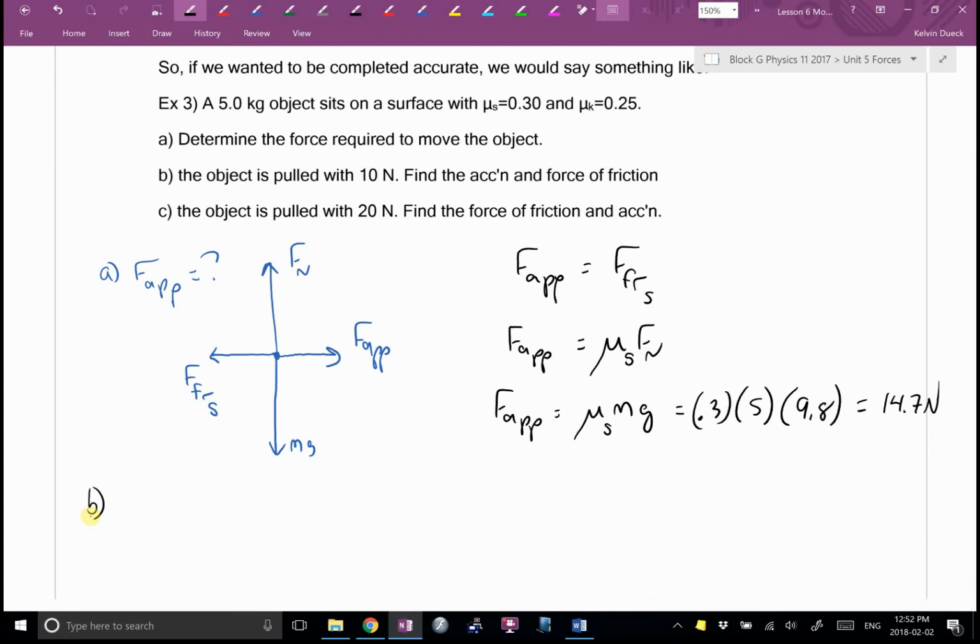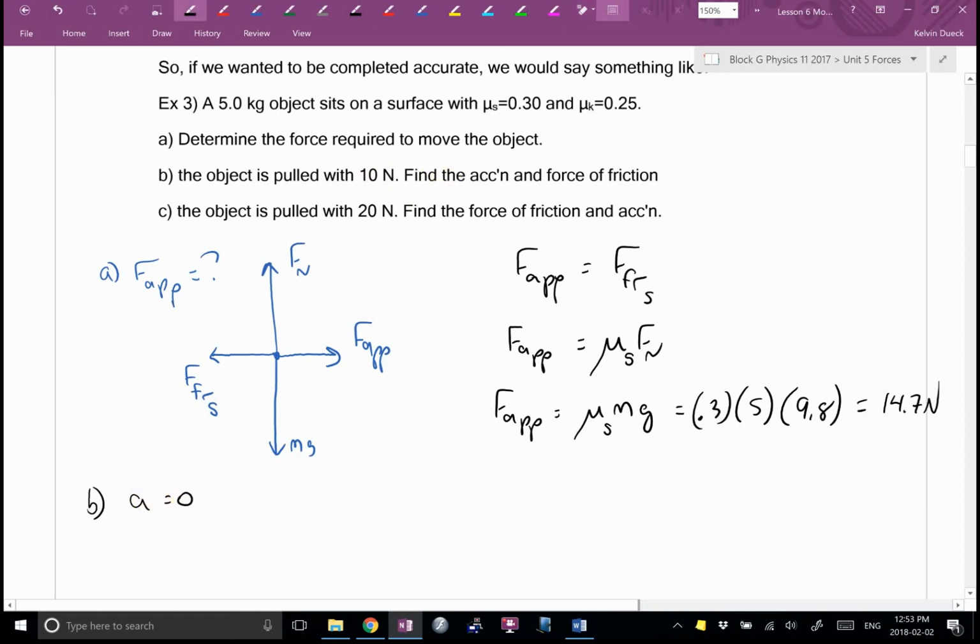Pardon me? Why 0? How hard do I need to pull to even get it to move? Answer from A. How hard do I need to pull to even get it to move in the first place? How hard are we pulling in part B? So will it actually accelerate at all? No. So we can say this.